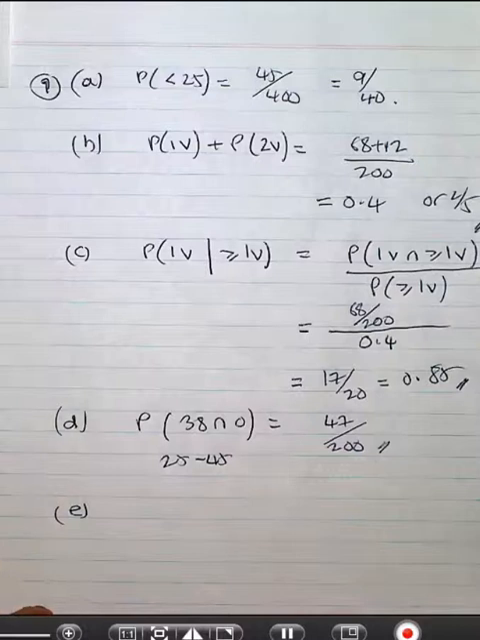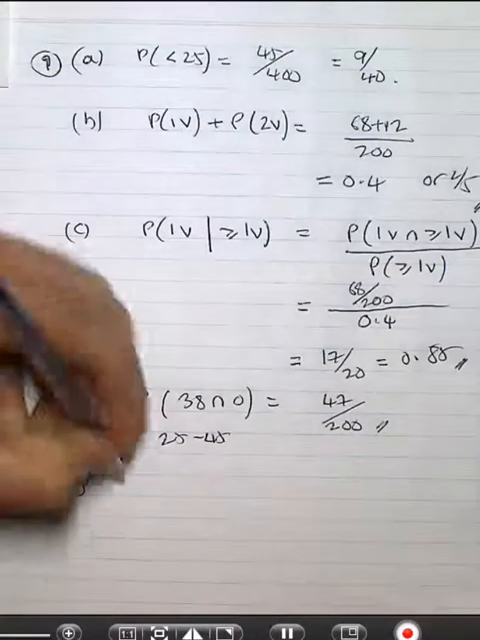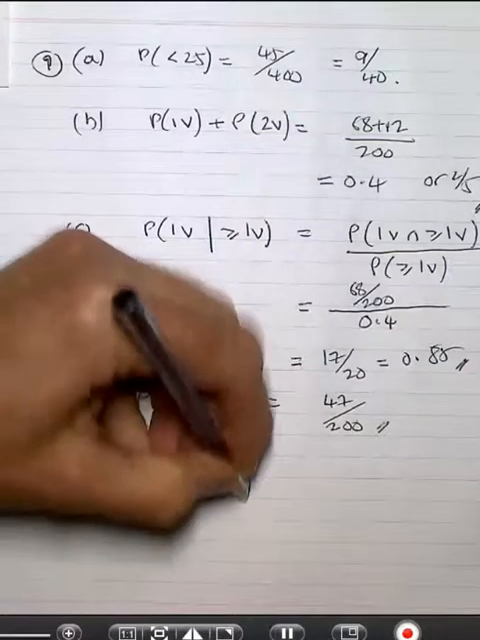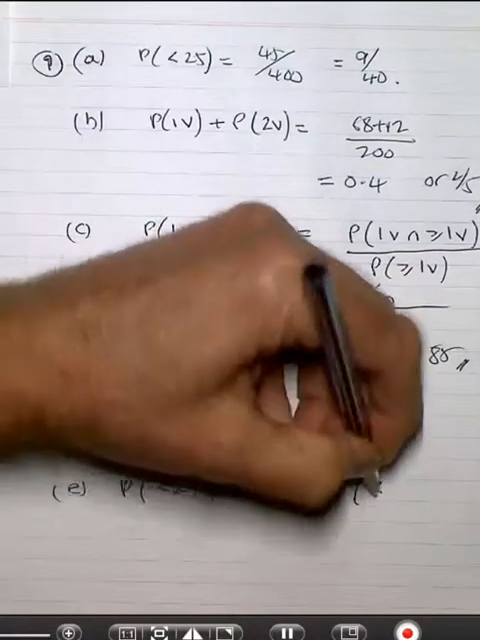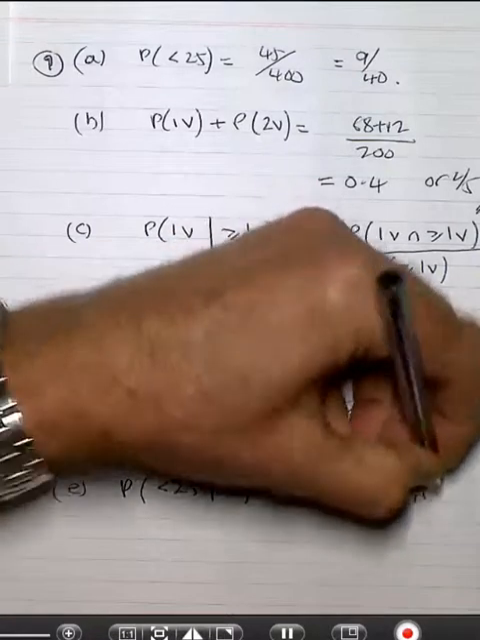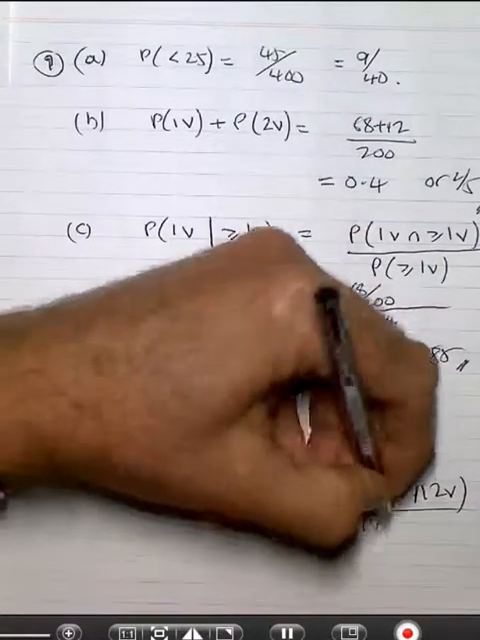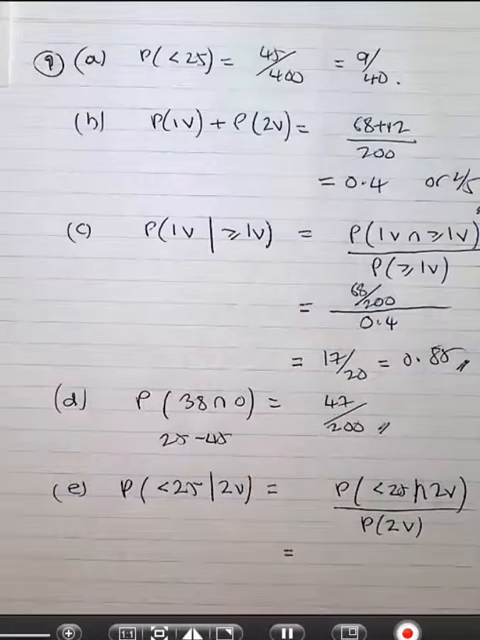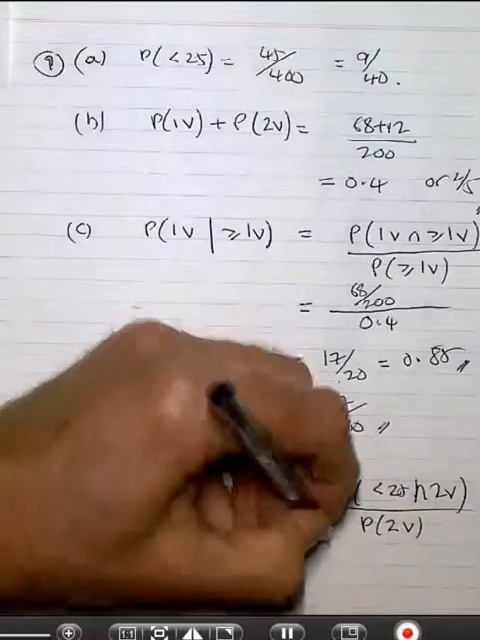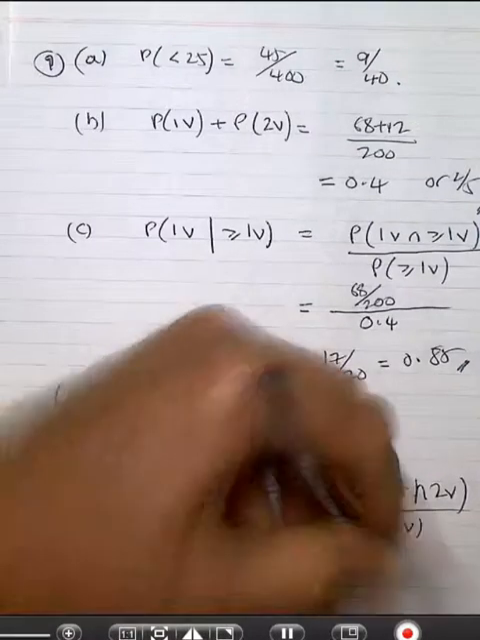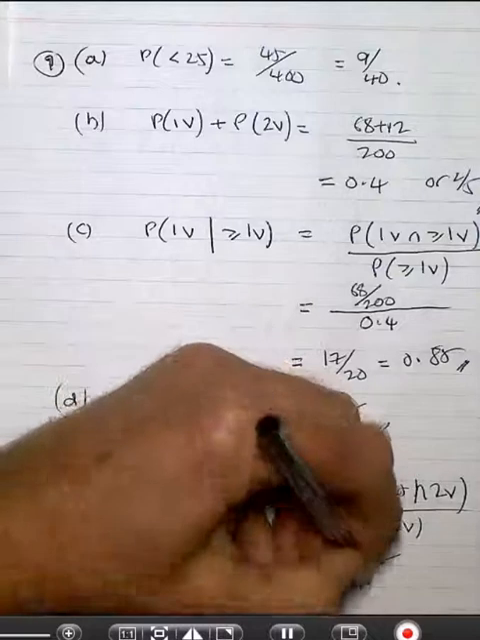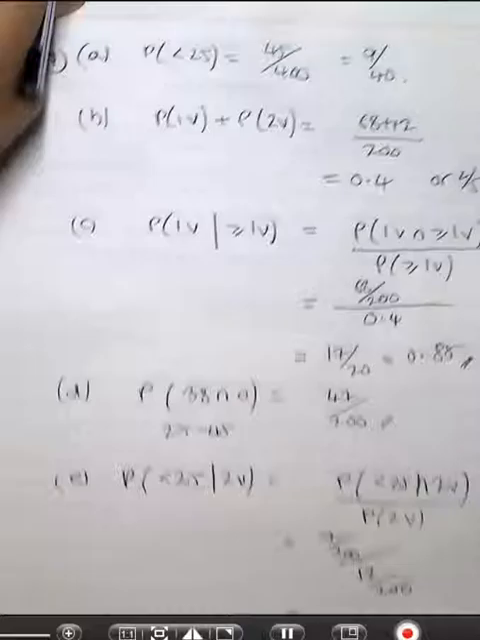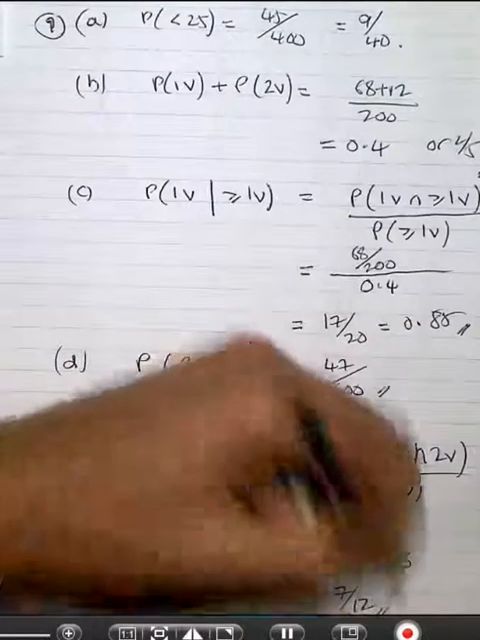Now moving on to E, we've got the probability that someone is under 25 given they've had 2 violations. So probability under 25 and 2 violations divided by probability in this instance given the 2 violations. So working that one through, we've got 7 over 200, and that's divided by the 12 over 200, cancelling down to 7/12 as my final answer.